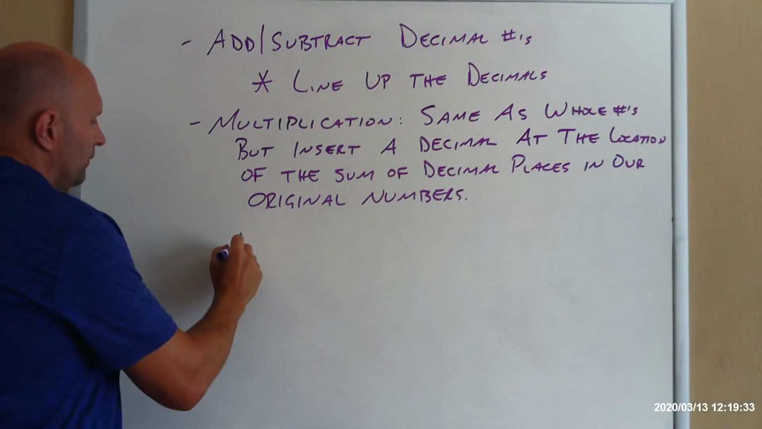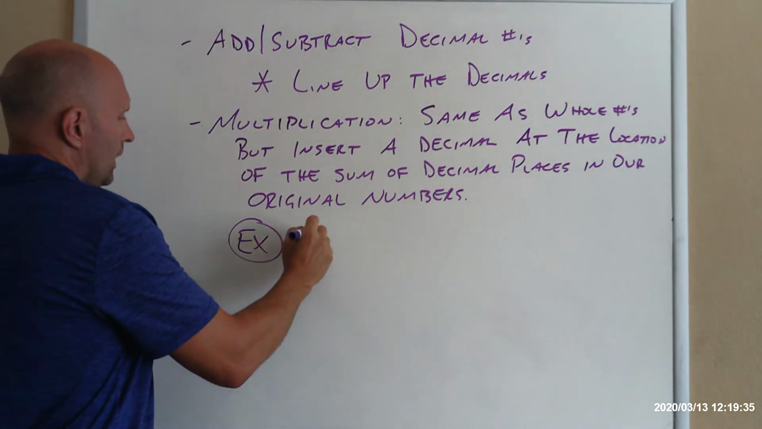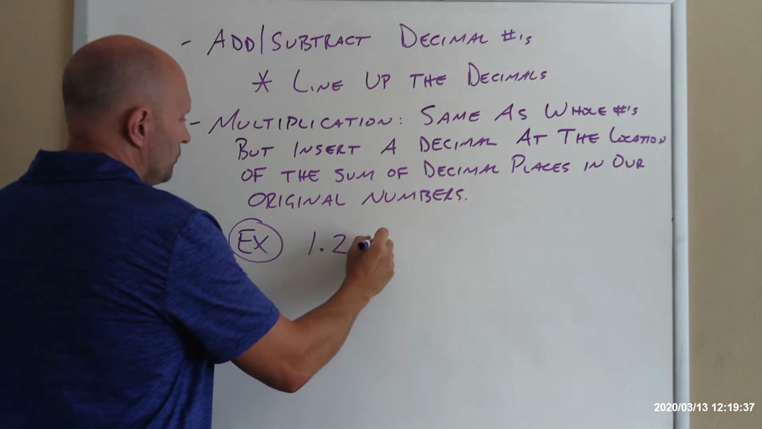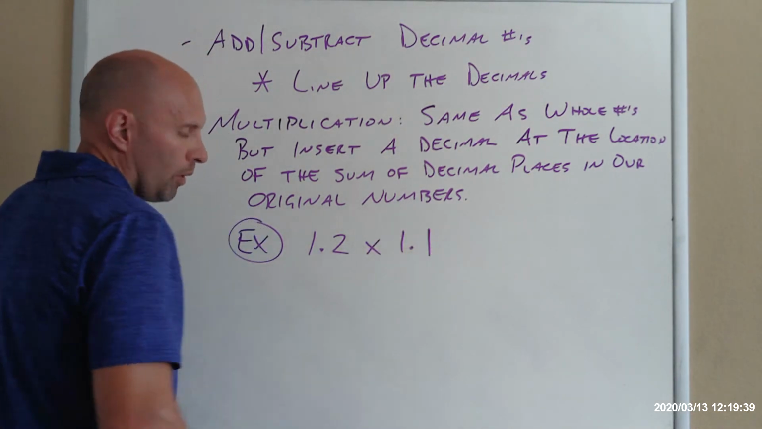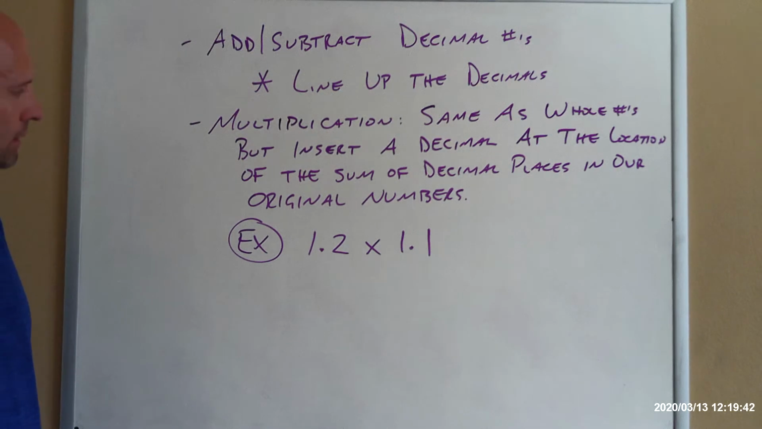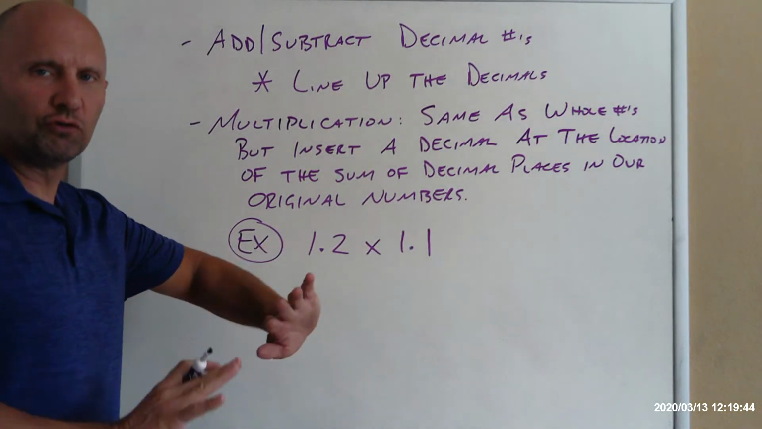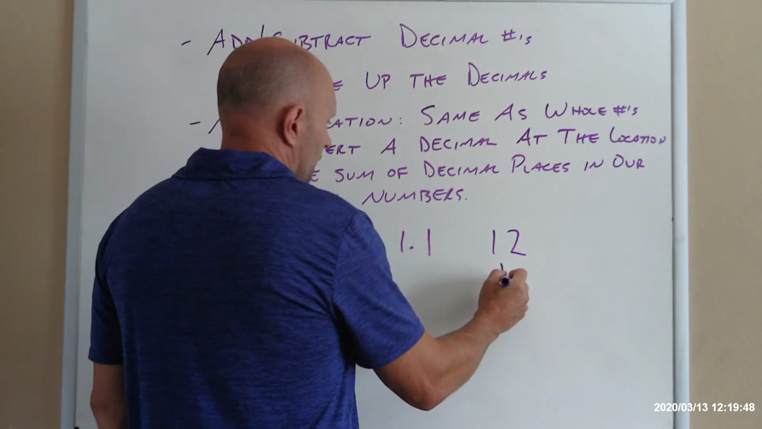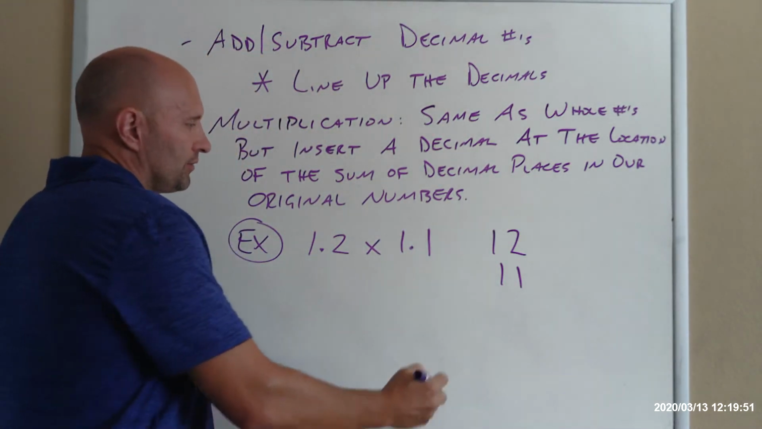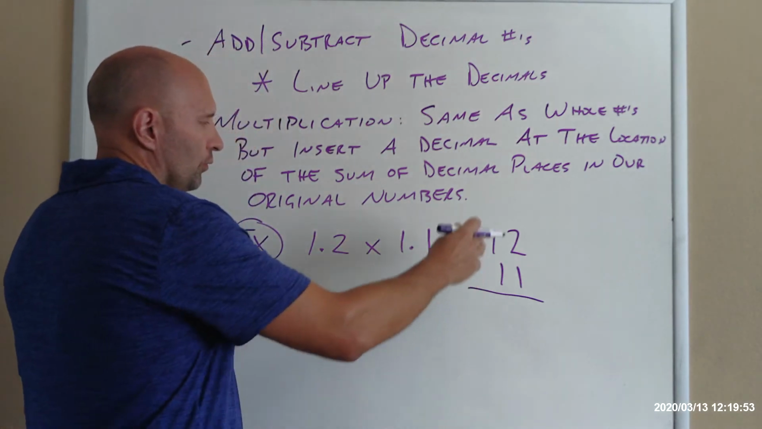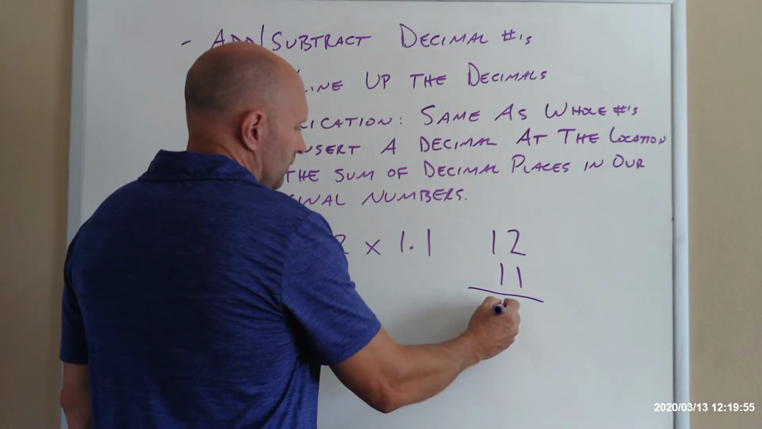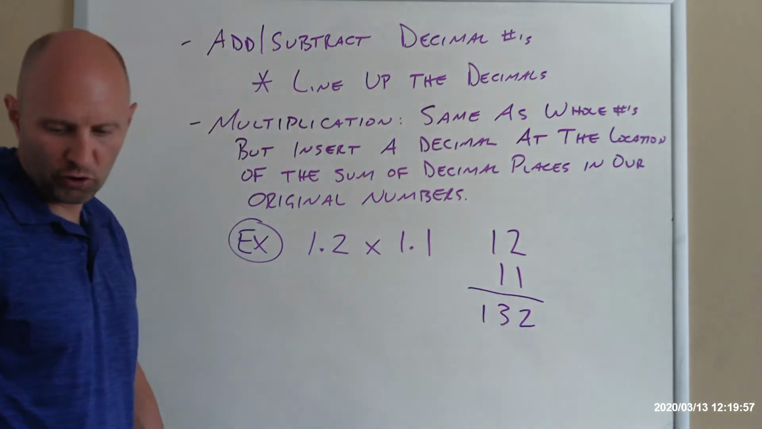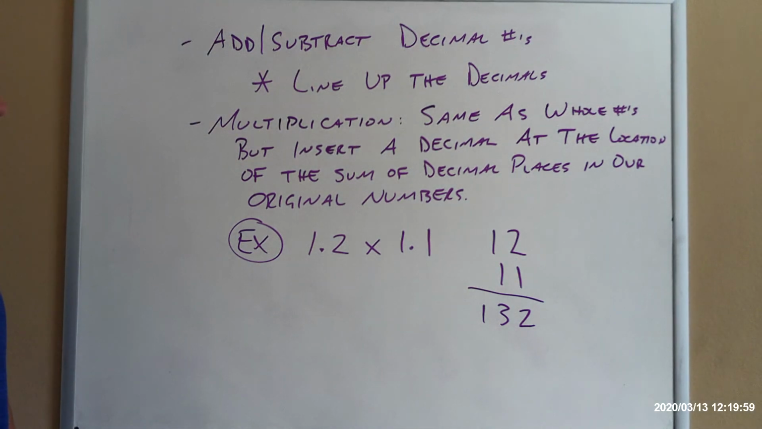So let's say, for example, I wanted to multiply 1.2 times 1.1. The first thing I do is don't even worry about the decimal places. Just do it as 12 and 11. Take out the decimals. So when I do this, 12 times 11 is 132. If you do it the long way, or with a calculator, that's fine.